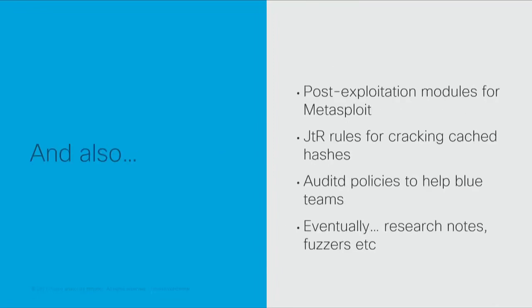I wanted to make this as easy as possible for both sides. So we have post-exploitation modules for Metasploit. We have the John the Ripper rule set to allow you to go after Vintella hashes and crack them quite happily. We have auditd policies, so that there's a chance if you're the blue team, if you load these policies into your Unix estate, you might actually spot the bad guys doing stuff.